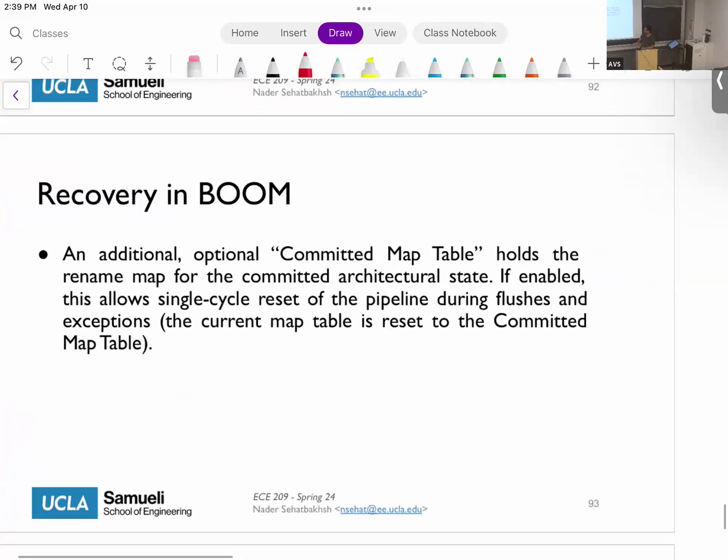And again, as I said, what we have is what we call a committed map table, and this is the actual safe RAT table that we're going to have. Whenever we know that these instructions are safe, we move them to that RAT table, and if we made a mistake, we go back and read from that RAT table. This is the terminology that BOOM core has. They're called committed map table.